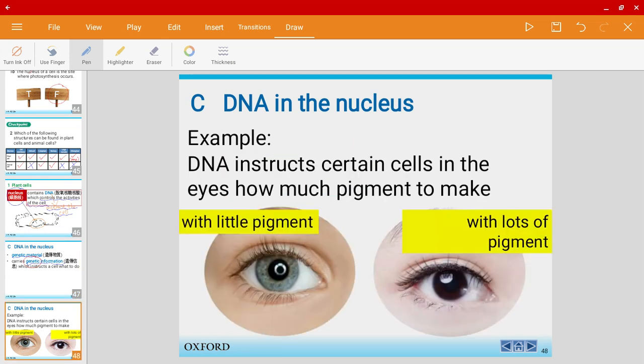For example, DNA could instruct certain cells in the eyes and tell them how much pigment to make. For some people, in their eyes, they have little pigment, whereas some have a lot of pigment, so they have darker eyes. You've probably seen some people having black and brown eyes, whereas some would have a lighter shade of blue.